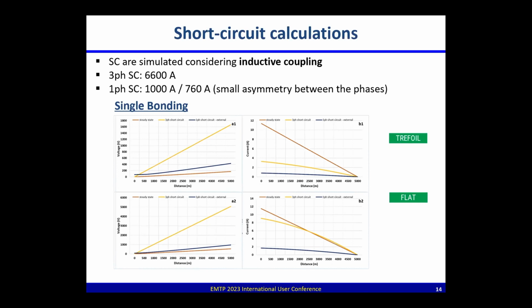But in cases where we would have a high asymmetry in the single pole case, these results might be vice versa. Again, here we have recorded the differences in the currents. Remember that in the single point bonding case, the cable sheath end is open-ended, so here we got a zero value and we have the maximum value at the point where we have the grounding.